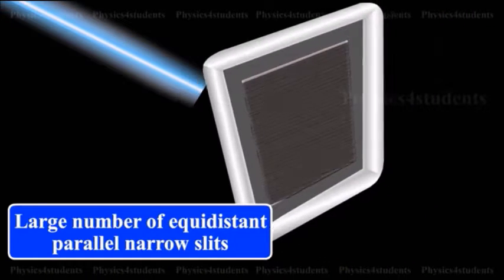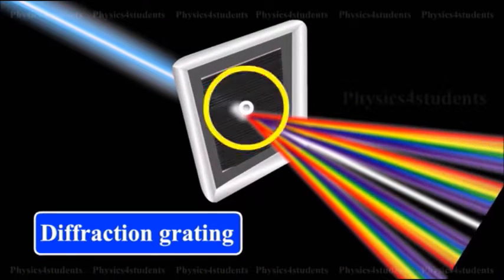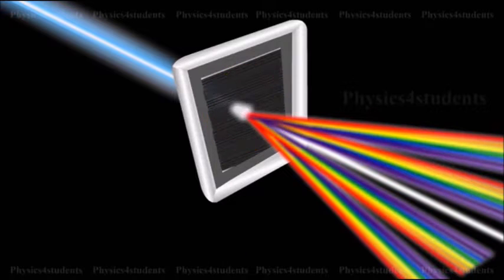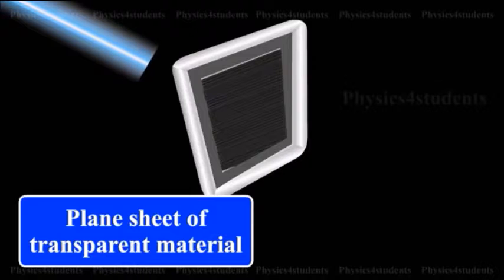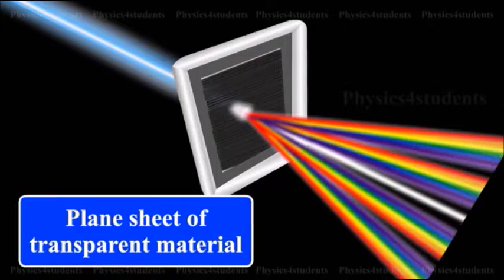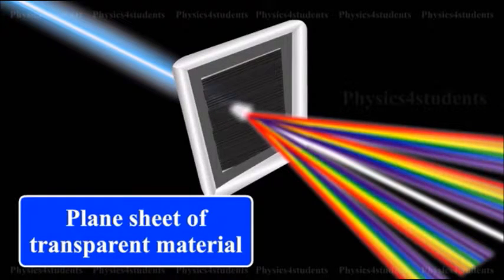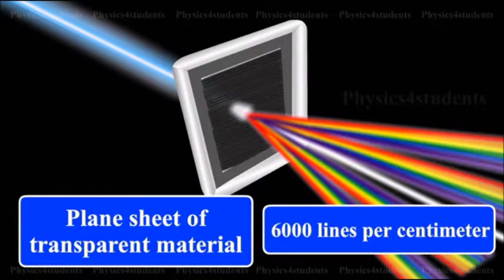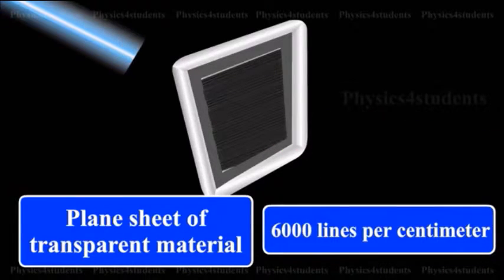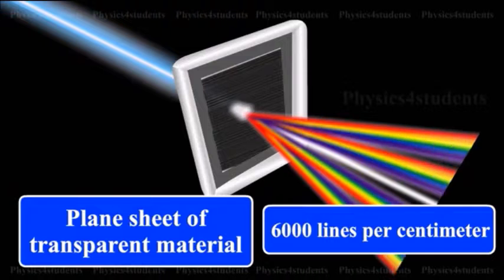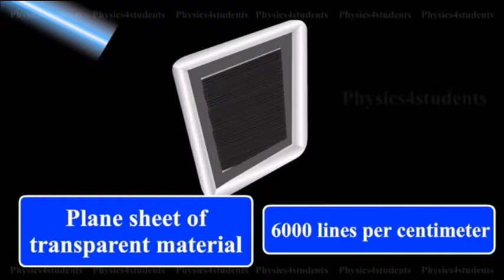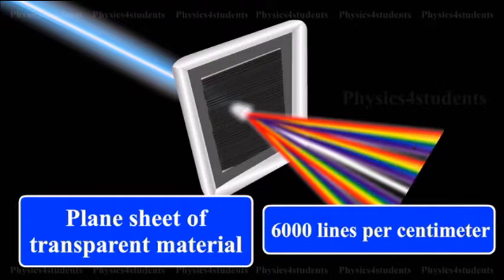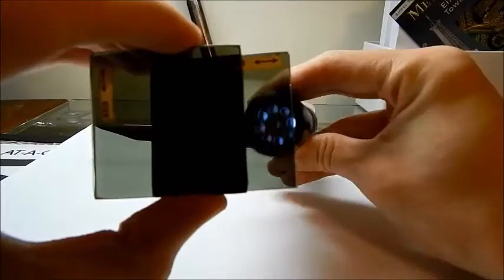The plane transmission grating is a plain sheet of transparent material on which opaque rulings are made with a fine diamond pointer. The modern commercial form of grating contains about 6,000 lines per centimeter. The rulings act as obstacles having a definite width B, and transparent space between the rulings act as a slit of width A. The combined width of a ruling and a slit is called a grating element.